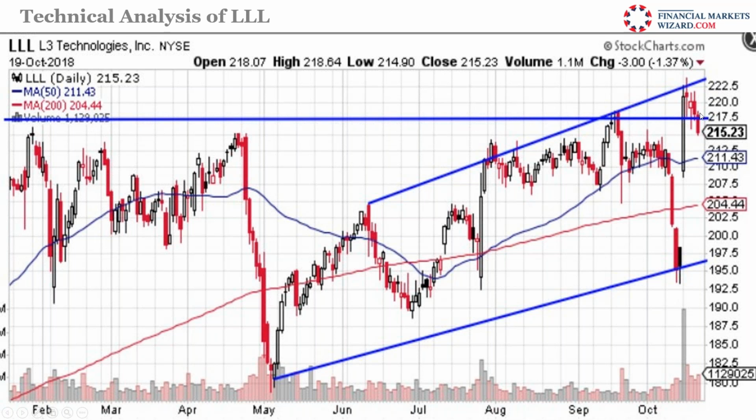I visualize the path. I know my exits. My exit will be above this 221 somewhere here. I visualize the path, compare the reward. Reward is huge. It can come down to fill the gap, 198. So the risk to reward is huge on Triple L.